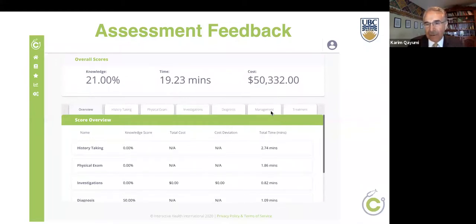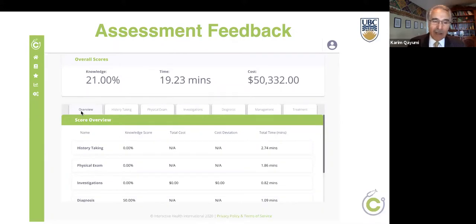The next issue is the most important part: assessment and feedback. Our statistics show that not a lot of students go to their feedback. It's because they think, okay, the game is finished. The game is not finished unless you go to your feedback page. The feedback page is designed so that you can see your knowledge score, your time score, and your cost score. It's $50,000. Perhaps it was me who spent a lot of money on the patient.